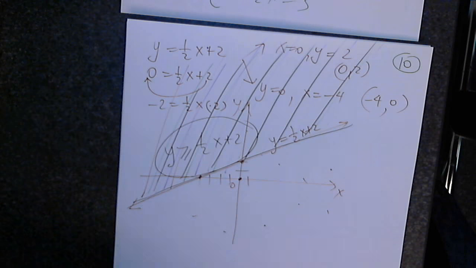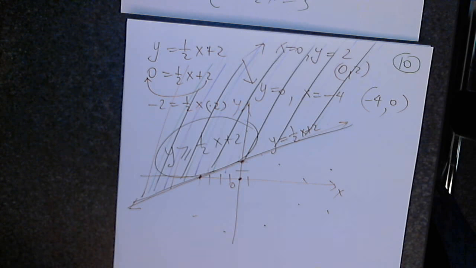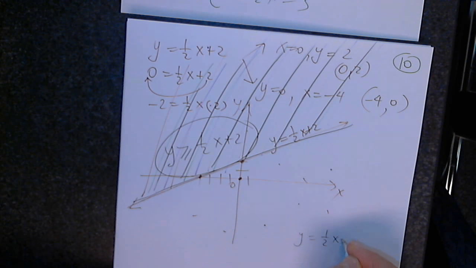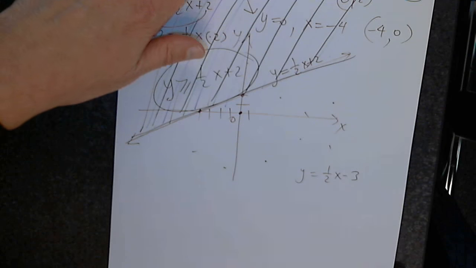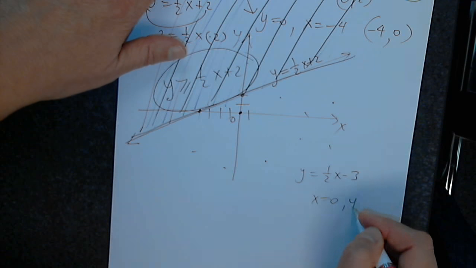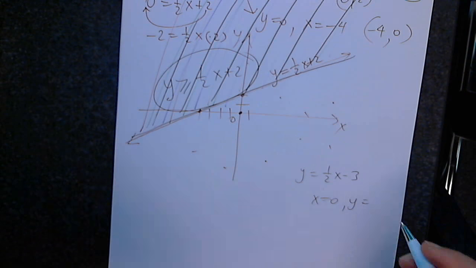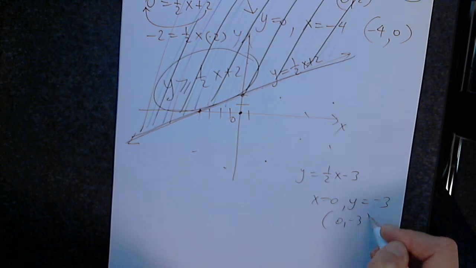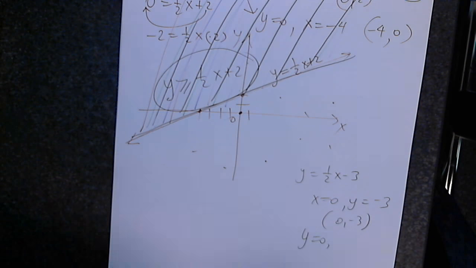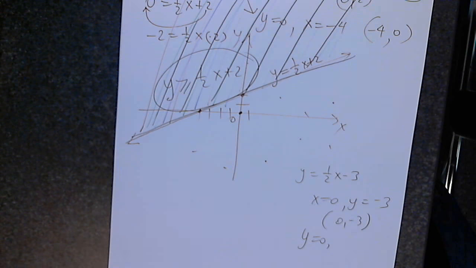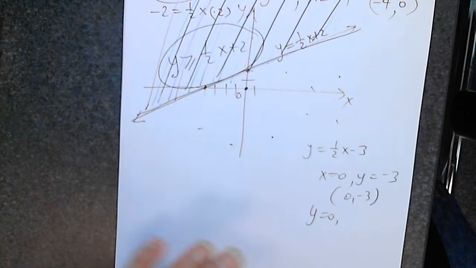Good. So now the other one. And the other one is y equals 1/2 x minus 3. When x is 0, y is, so this is 0, -3. When y is 0, take a moment, plug it in, and give me x.